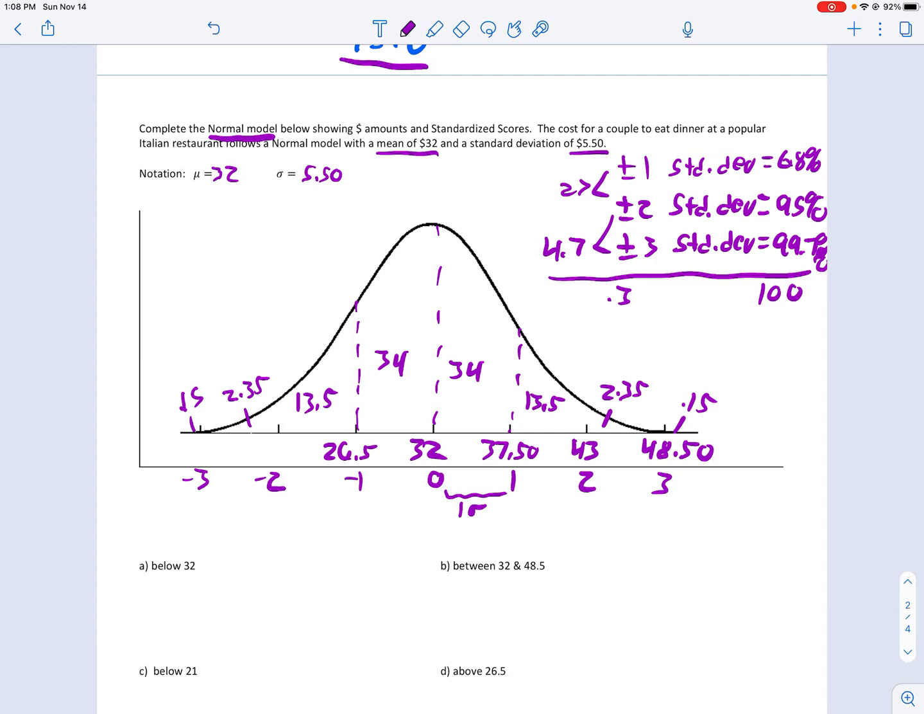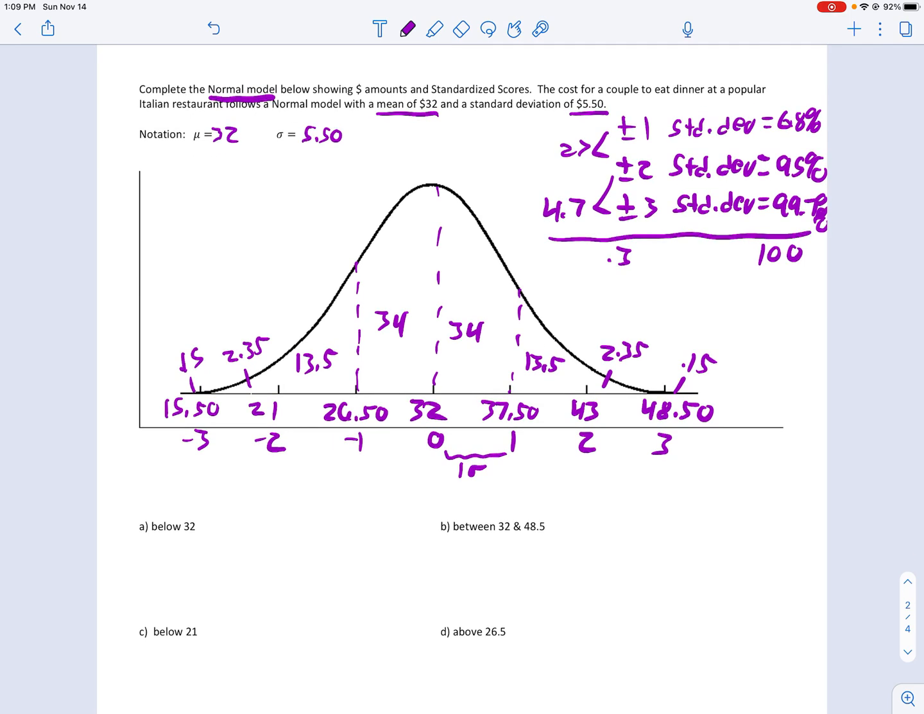So $26.50. Subtract another 5.50 to get 2 standard deviations below, so you're at $21. Subtract another 5.50 and you get $15.50 if you're 3 standard deviations below. So if I want to find the positive standard deviations, above the mean, I add 5.50. If I want to find how many standard deviations below, I'm subtracting 5.50. So we have it all filled out, so we should be able to answer this.